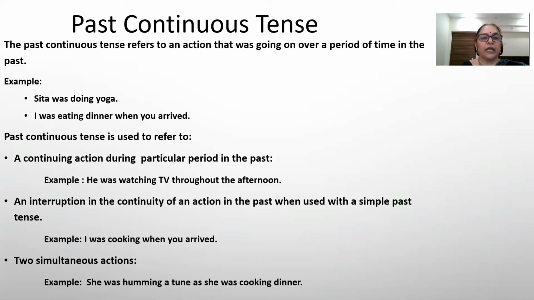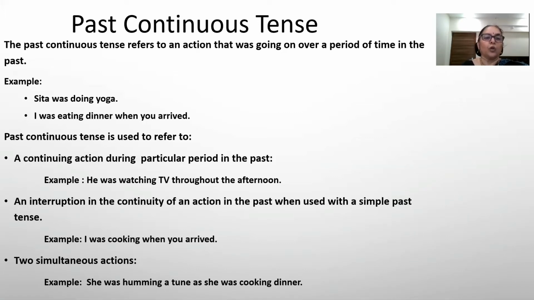An interruption in the continuity of the action in the past, when used with a simple past tense. So you were doing that action, it was continuing, and something happened and the continuation of that action was interrupted. That means I was cooking, continuous, and when you arrived, okay, interruption was there.